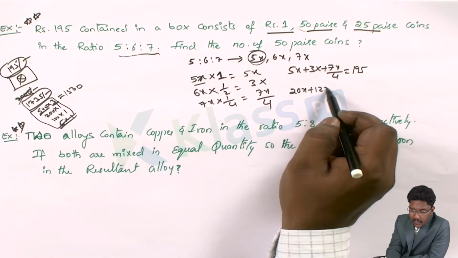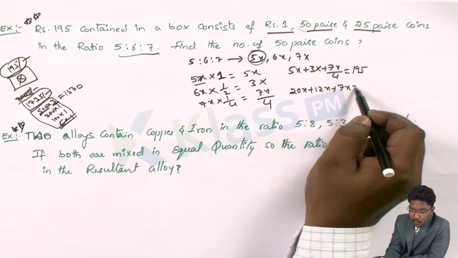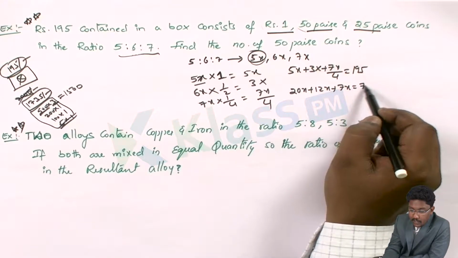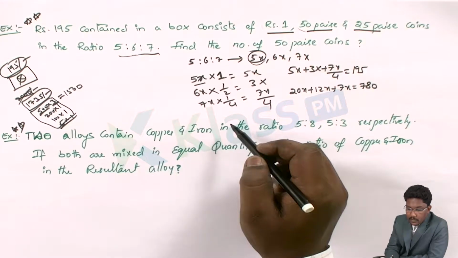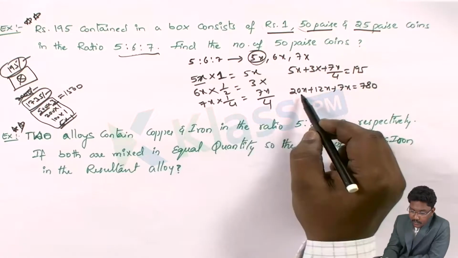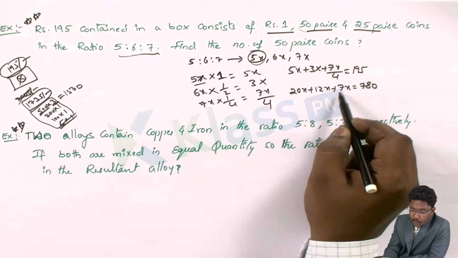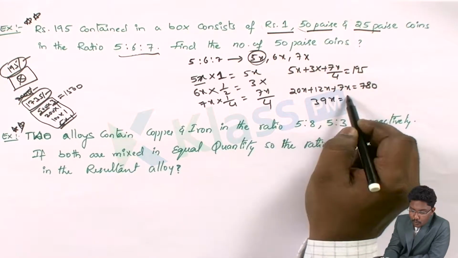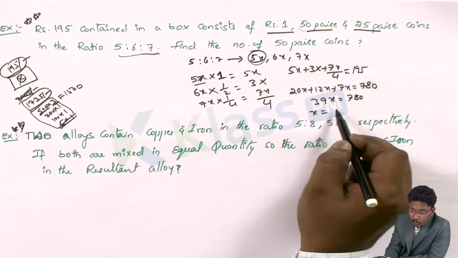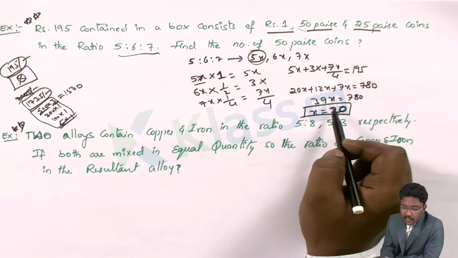20x plus 12x plus 7x equal to, it is 780 rupees. Okay, 780 rupees. Then 20, 12, 32, 32, 39, x equal to 780. So x equal to 20, is the number of count.